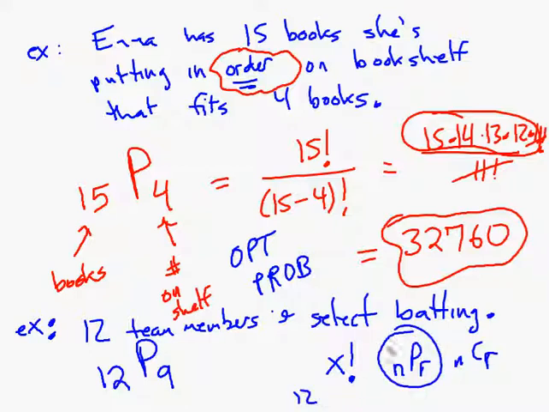So what we would do is type in our calculator 12, press this key, that'll give us the P, and then we'll type in the 9. And it will give us a rather large number. It's going to be 79,833,600.